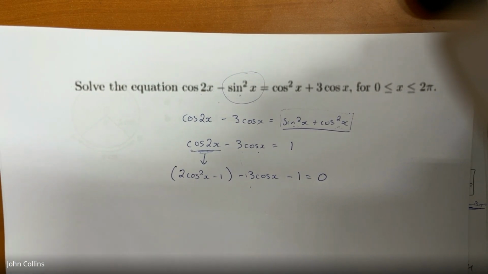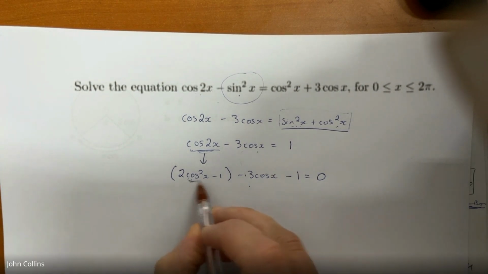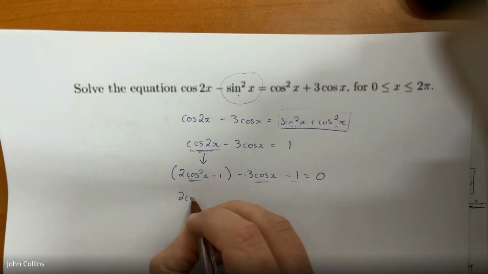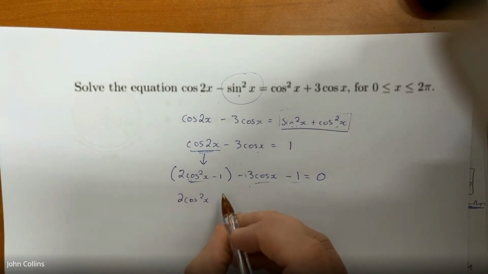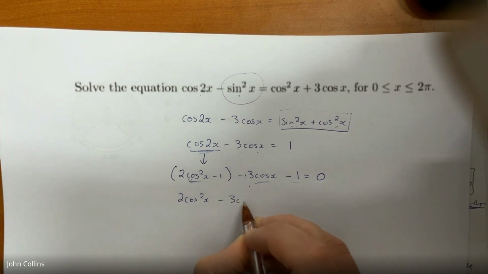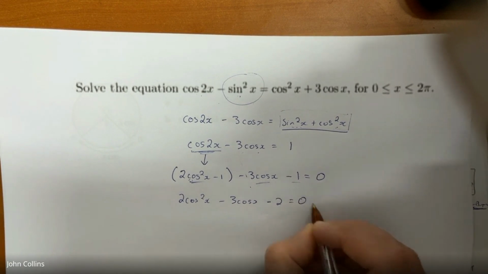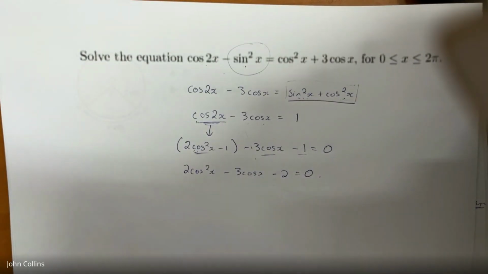Oh, so I see it is a quadratic. Because I've got a squared term, a single term, and a constant. Let's just tidy this up a little bit. 2 cosine squared x minus 3 cosine x, and this minus 1 makes minus 2. I could solve the quadratic. This is a non-calculator question again.